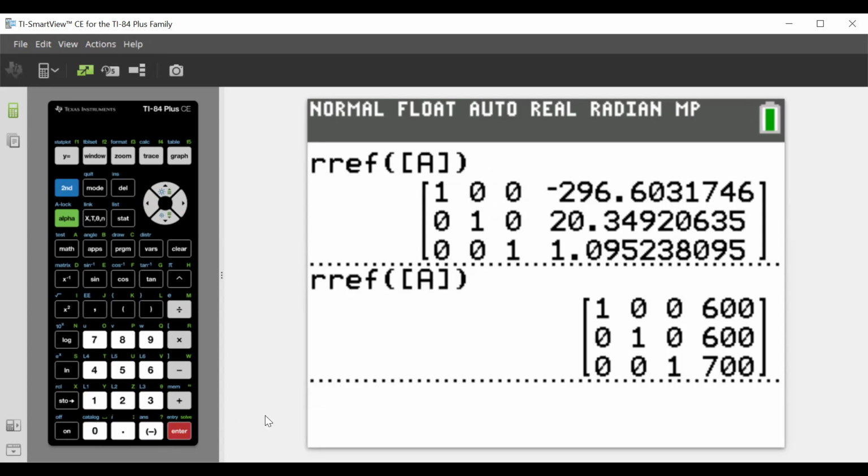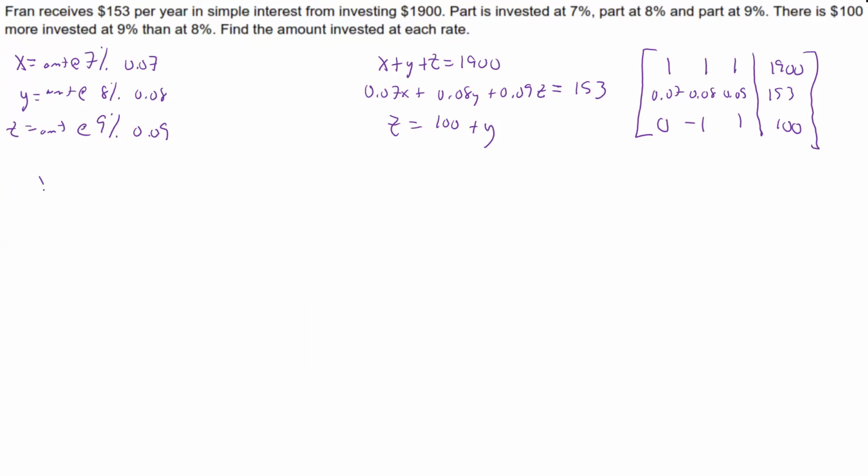And so what it says is we're going to invest 600 at the 7%, 600 at 8%, and 700 at 9%. So going back over here, what we have is x is equal to $600 at 7%. y equals $600 at 8%. And z equals $700 at 9%.